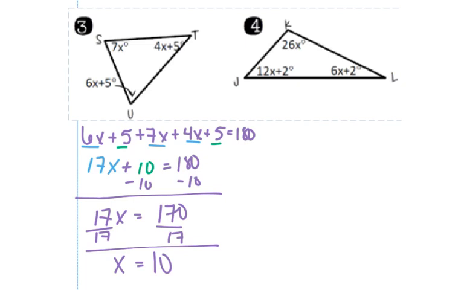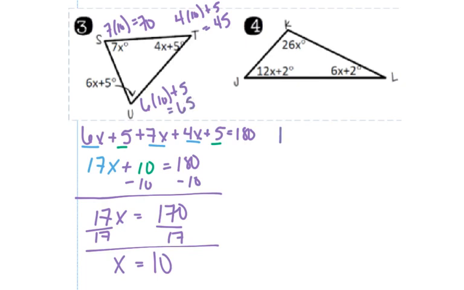And now you've got to go back and find all the angle measures. So here we would have 7 times 10, and that would give me 70. Here we'd have 4 times 10 plus 5, that's a 10, sorry guys. And so that one would equal, t would equal 45. And then here I would have 6 times 10 plus 5, so u would equal 65 degrees.